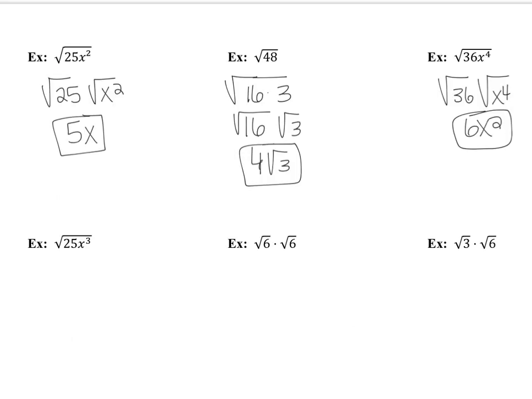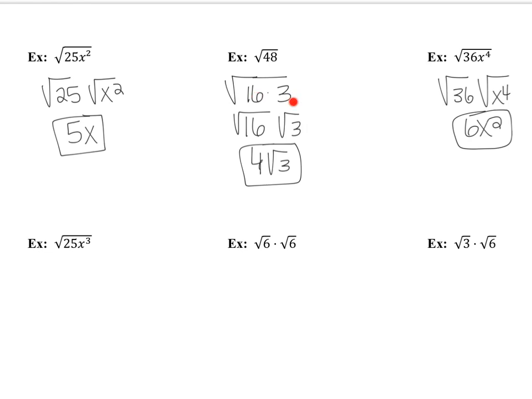So in this first example, I'm multiplying 25 and x squared, so I can split them and give them each their own radical. And then I know the square root of 25 is 5, and the square root of x squared is x. So 5x is my answer. On this problem, I'm taking the square root of 48, which I don't know the square root of, but I can rewrite that as the product of 16 times 3. Because if you multiply 16 times 3, you'd still get 48.